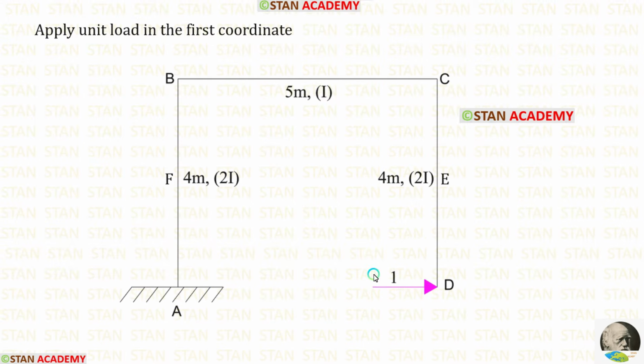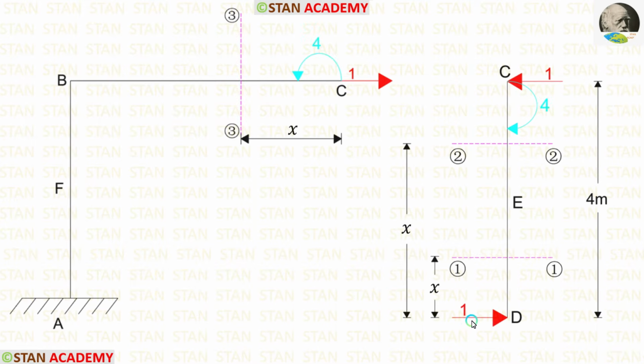You can see that in the first coordinate, I have applied a unit load. Before finding the moments, let us make the free body diagram. We have applied a unit load at the point D in the coordinate direction. It is acting towards the right hand side. So at the point C, the unit load should be acting towards the left hand side.